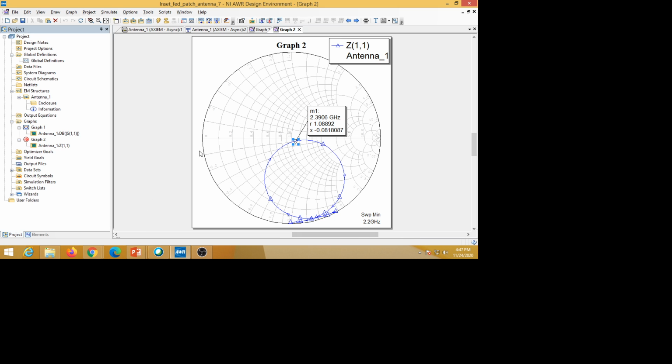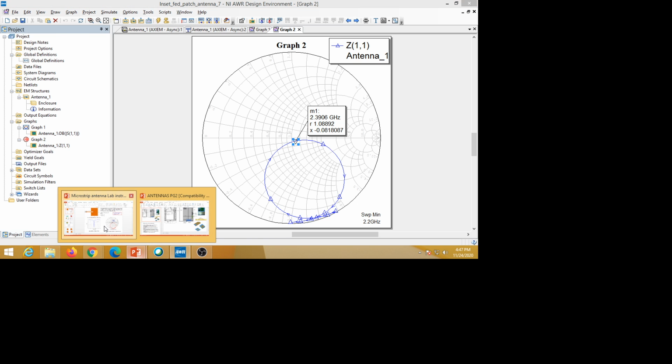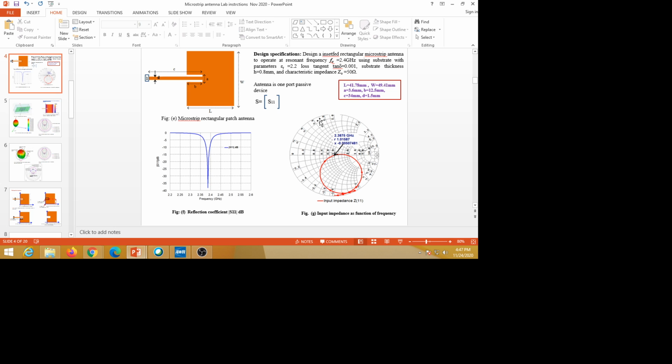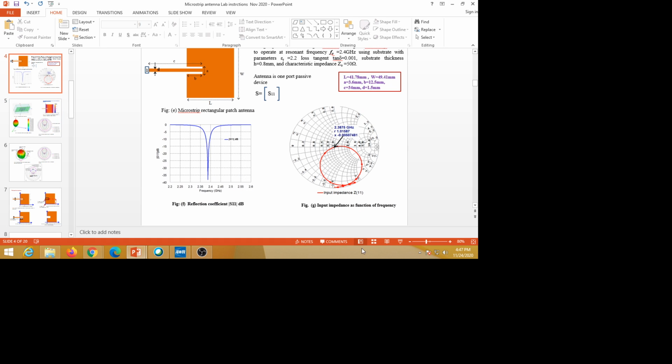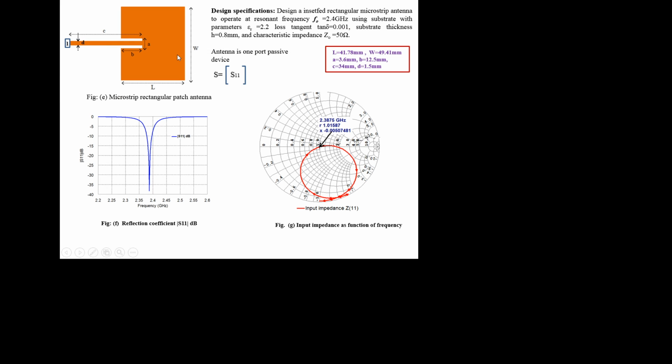So these two plots we have to plot as a function of frequency for the antenna. Next we should see whether it radiates. Maximum power is transferred to the antenna. From this and this graph we come to know that at 2.39 gigahertz maximum power is transferred to the antenna, but whether it is radiating or not, we should come to know. And also we have to know what is the gain of the antenna, that we have to test.